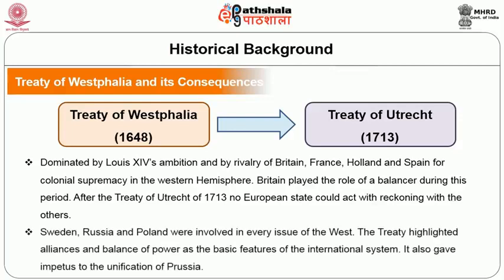Sweden, Russia and Poland were involved in every issue of the West. The treaty highlighted alliances and balance of power as basic features of international system. It also gave impetus to the unification of Prussia.